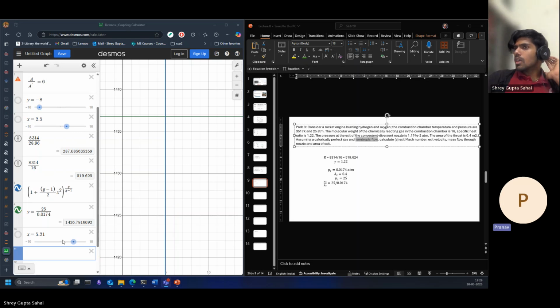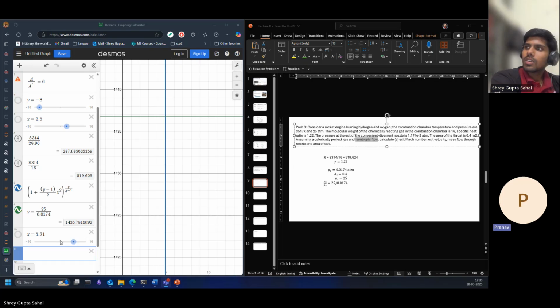I use the steady flow equation directly. From that, we get velocity. Applying stagnation condition, we get exit velocity directly. We have the pressure ratio. We have P exit and P naught, so we can directly get the value. But wait, how did you do it? Tell me. What steady flow equation did you use?